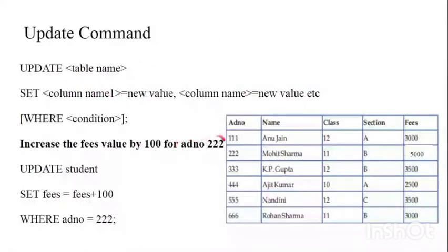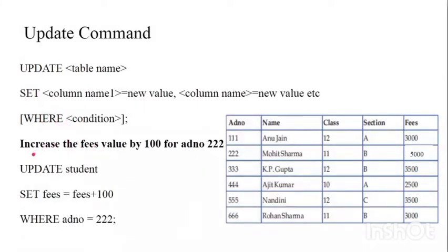Now if we want to change any of the values in the table, we use the update command. The syntax of the update command is: update table name set column name 1 equal to new value, column name 2 equal to new value, etc. And we can provide the where condition. The new value is always given in the set and the condition is provided in the where clause.